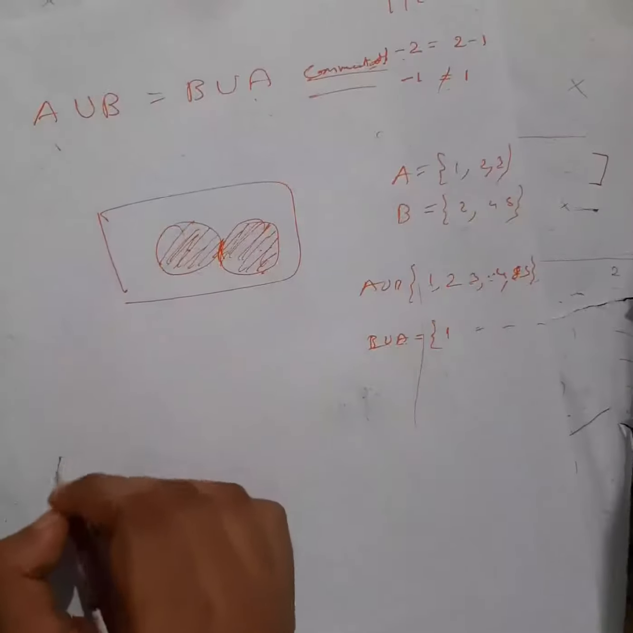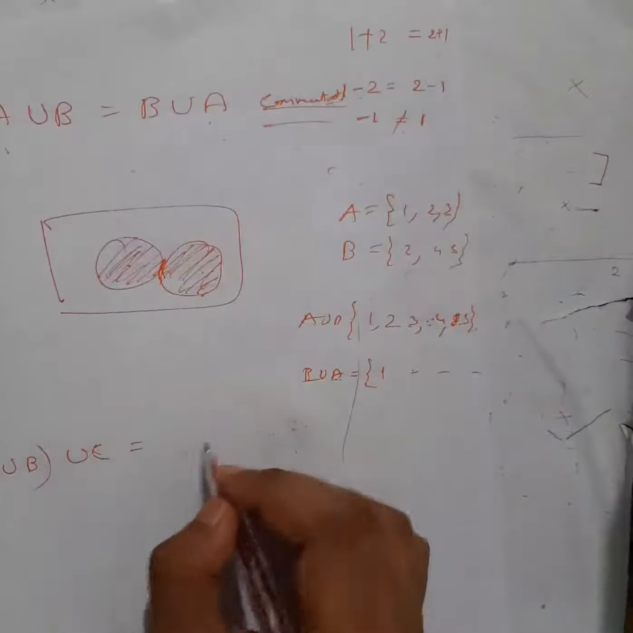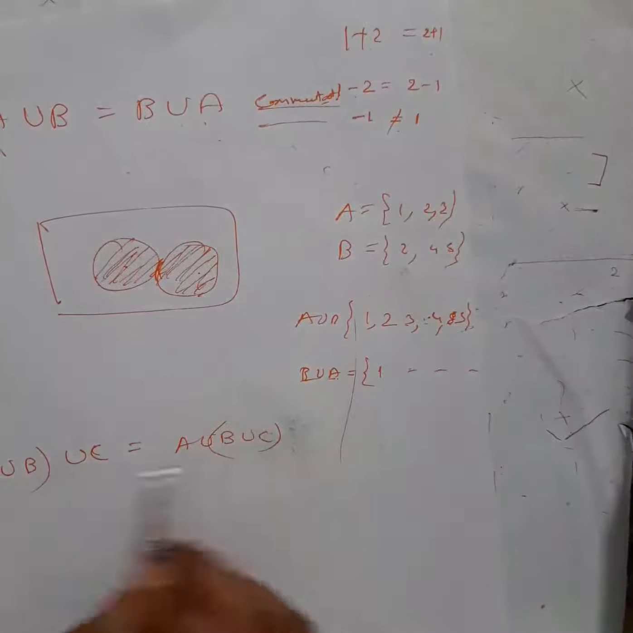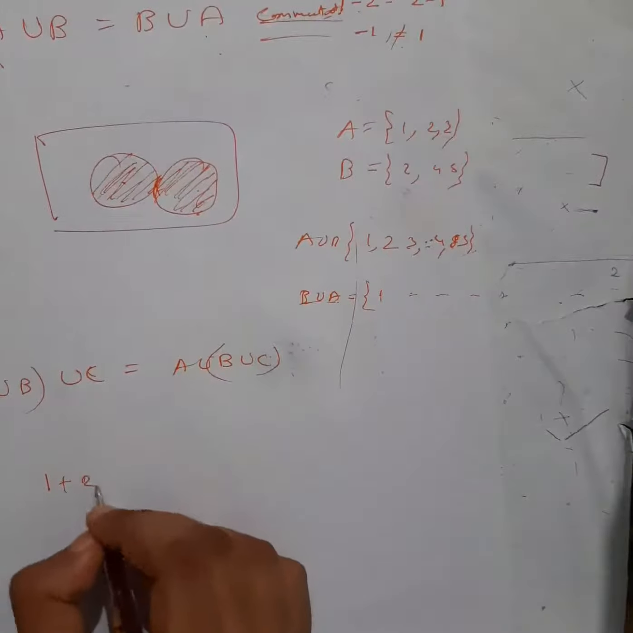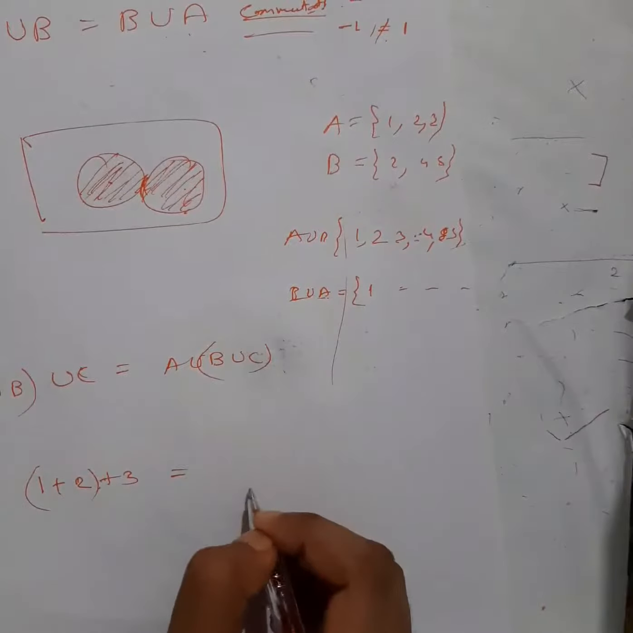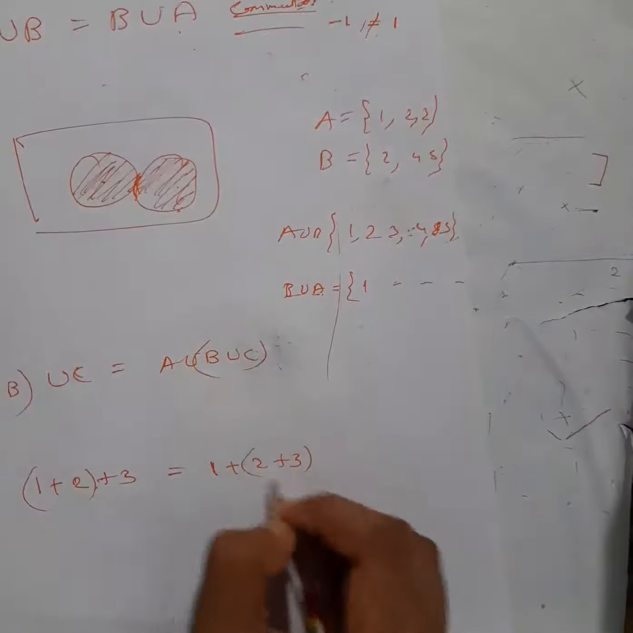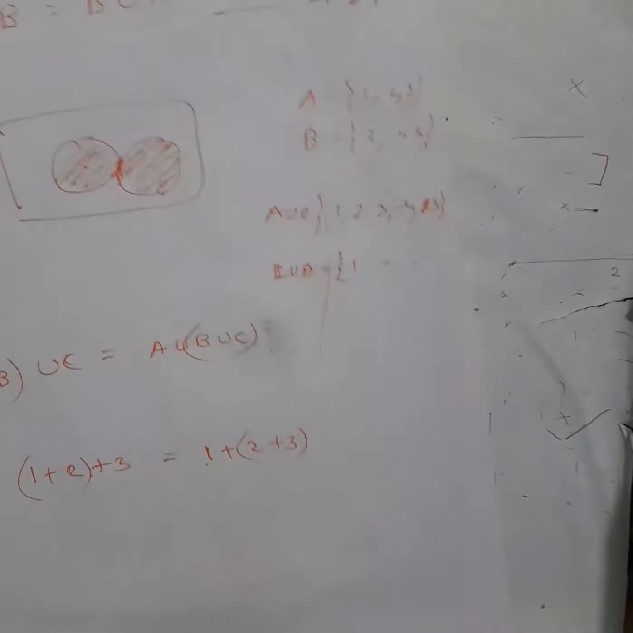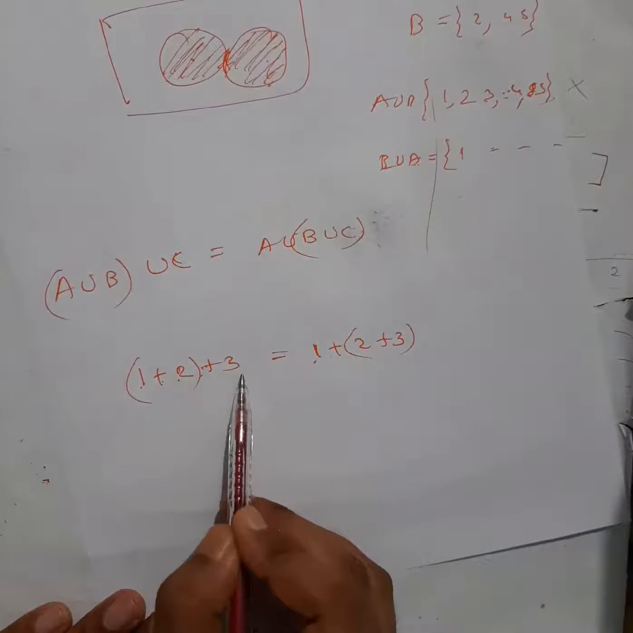Then there is a question like this: A union (B union C), will it be equal to (A union B) union C? Means if you change the bracket, will it be the same? For example, in case of numbers, if you take addition 1 plus 2 plus 3, if you add these two first and then find the result, will it be the same or not? Obviously the same in this case. You can see 1 plus 2 is 3, 3 plus 3 is 6.